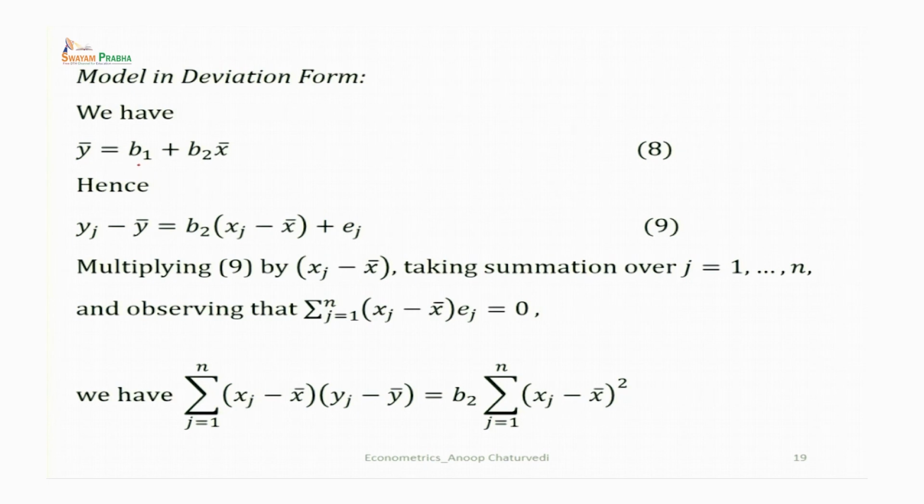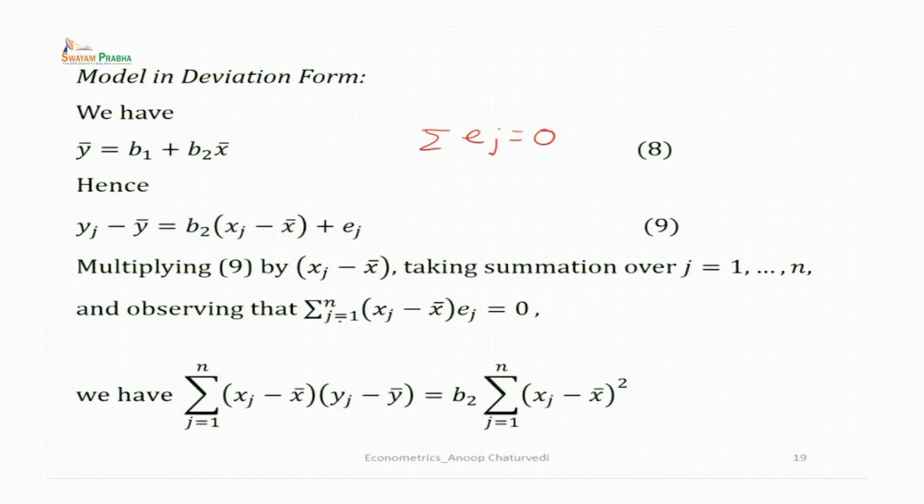So, y bar is actually equal to b 1 plus b 2 x bar, because summation E j is equal to 0. So, you can write y bar equal to b 1 plus b 2 x bar. So, y j minus y bar is equal to b 2 times x j minus x bar plus E j. Then we multiply this equation by x j minus x bar. We multiply both sides by x j minus x bar, and then we take summation over j.